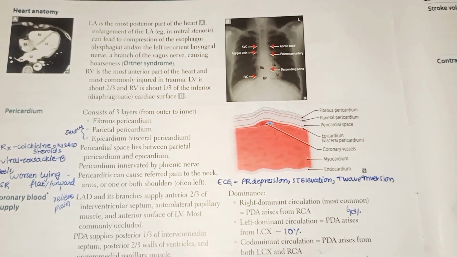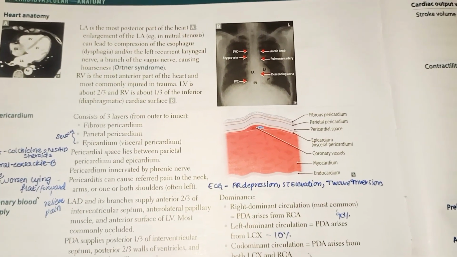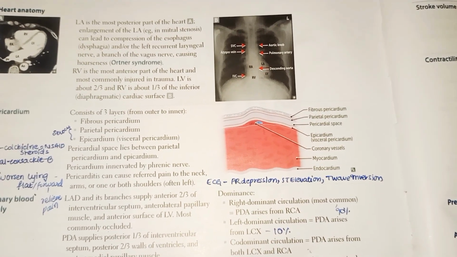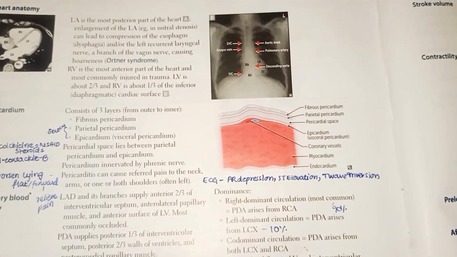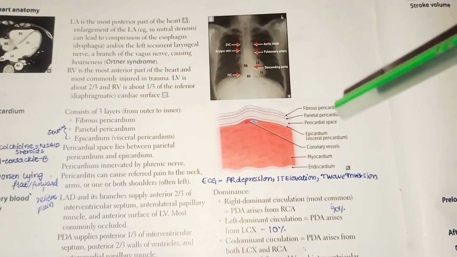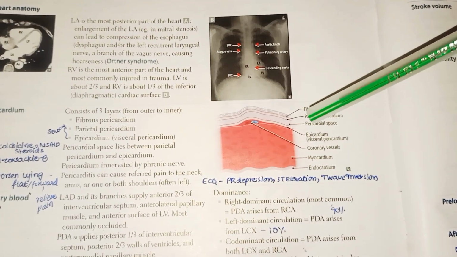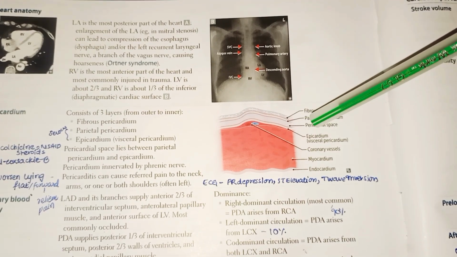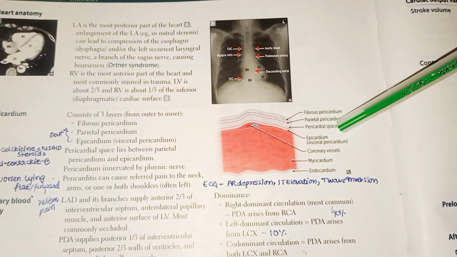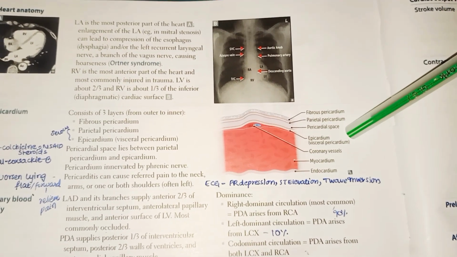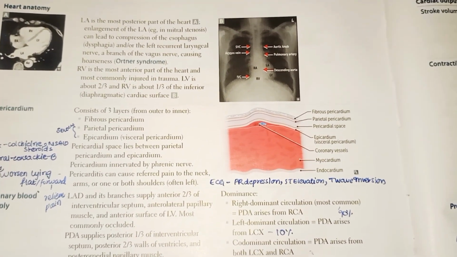Now coming to pericardium. So pericardium actually has three types of layers. First one is the fibrous pericardium and the next one is serous pericardium. Serous pericardium in turn is divided into parietal pericardium and visceral pericardium, also called epicardium. In between the parietal pericardium and visceral pericardium there is a sac filled with fluid that is called pericardial fluid, and that space is called pericardial space. So these are the layers of pericardium.